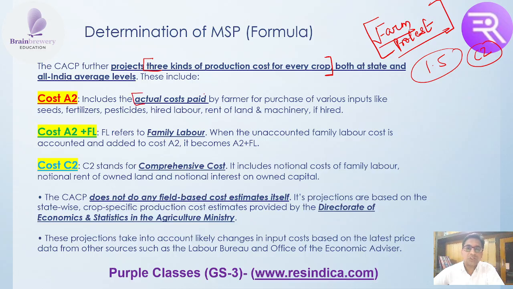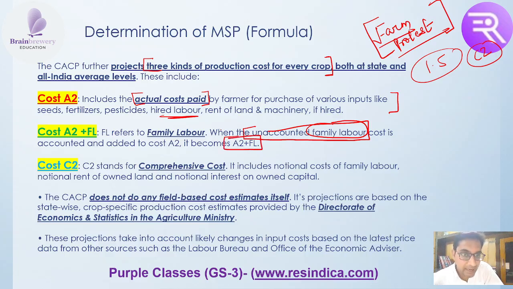what is the actual cost that has been paid by the farmer, like seed, fertilizer, pesticide, hired labor, rent of land, and machinery if hired. That is called A2 cost. When A2 cost, that is the above cost, is combined with unaccounted family labor, that is, we have counted hired labor but the family is also working on that field, we add family labor and get the A2 plus FL cost. FL stands for family labor.